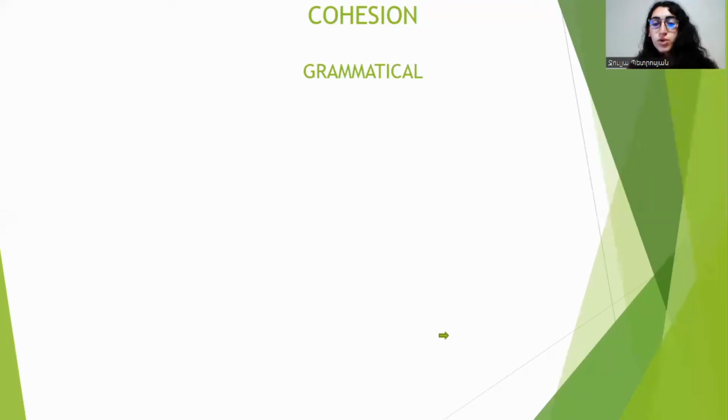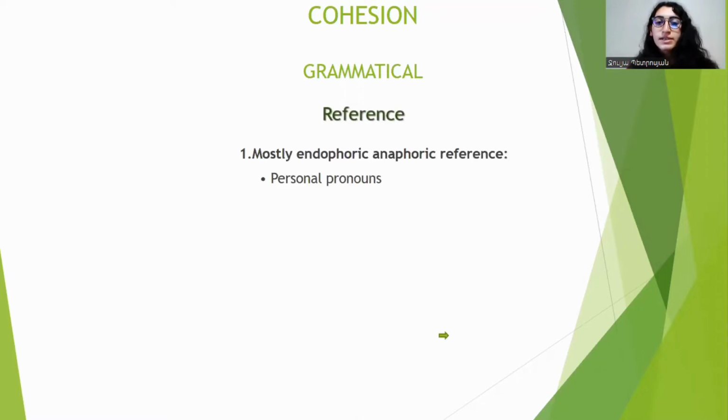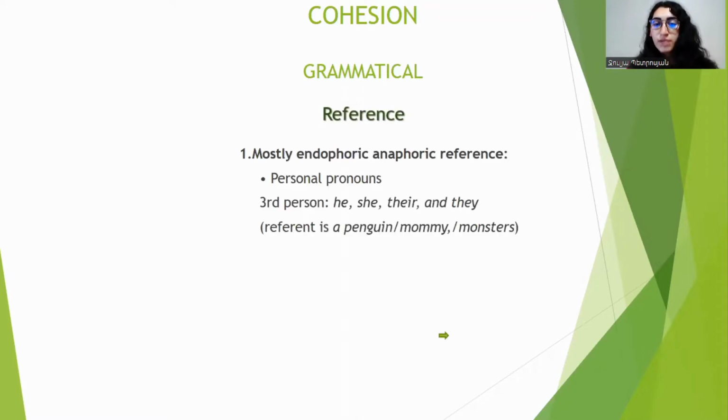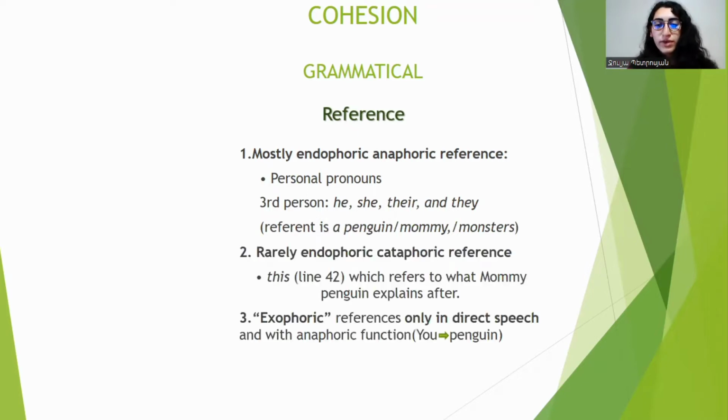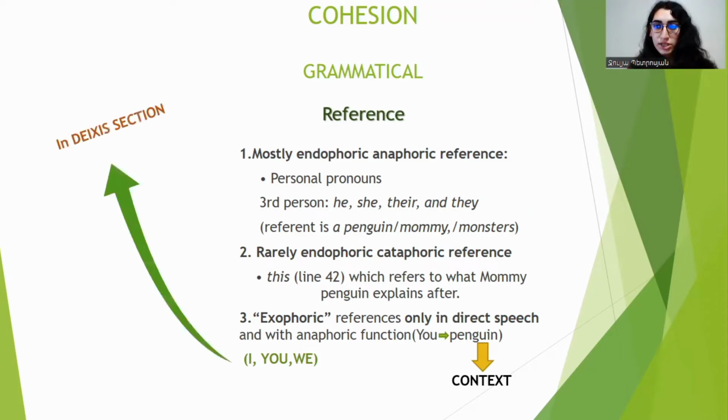So starting with cohesion, I will analyze both grammatical and lexical cohesion. Starting with grammatical, first of all, I will analyze reference. I have found examples of both anaphoric and exophoric references in the text. In the case of exophoric reference, you can see that I have found some examples in direct speech, but if they have a high linguistic value, they will also be analyzed in the deixis section too.